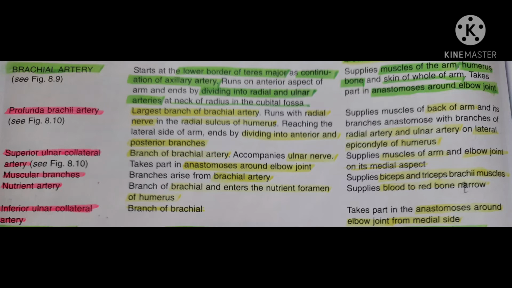Muscular branches arise from the brachial artery and supply the biceps and triceps brachii muscles. Nutrient artery, a branch of the brachial, enters the nutrient foramen of the humerus and supplies blood to the red bone marrow. Inferior ulnar collateral branch of the brachial takes part in anastomosis around the elbow joint from the medial side.